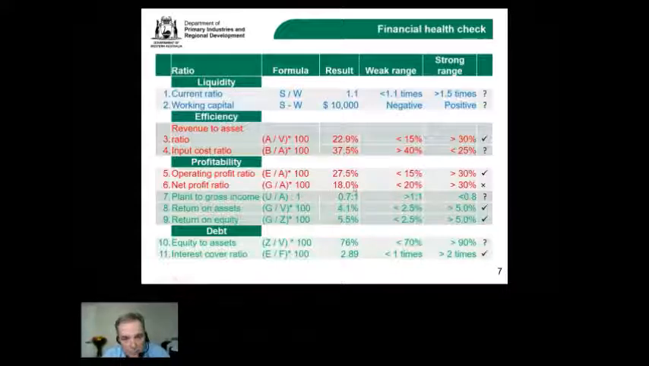Then we go right down to the bottom and we take our net profit ratio, before we take off tax and drawings, and we divide it by our revenue. In this case, we've got 18%, which is less than the bottom end of this range, so I've got a cross beside that one. The difference between our operating profit ratio and our net profit ratio is our finance costs. So we take our finance costs away from operating profit to get our net profit before tax, G.